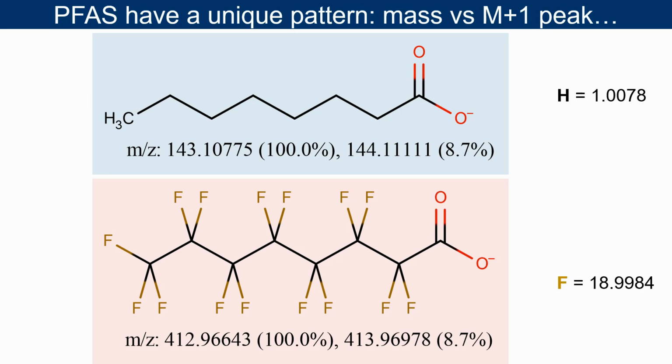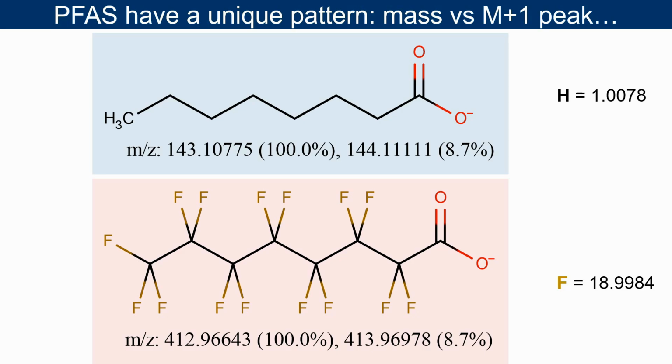Now the mass of PFOA is 143, versus 412 for the fluorinated version. So this is what we're going to leverage to determine what's a PFAS and what's likely not a PFAS. Same number of carbons, but one is over 3 times heavier than the other, or about 3 times heavier. And that's because fluorine just has a higher mass than hydrogen.